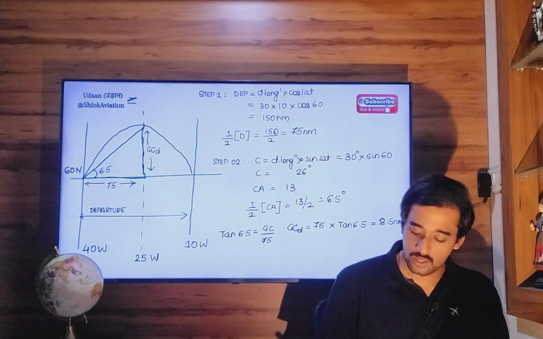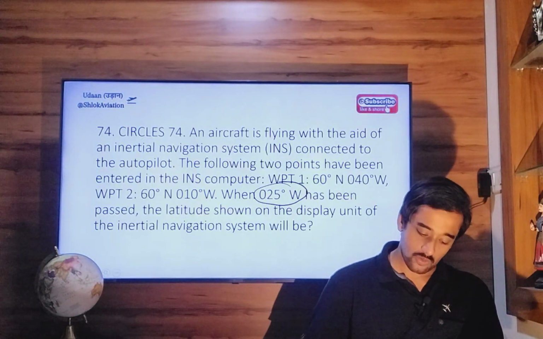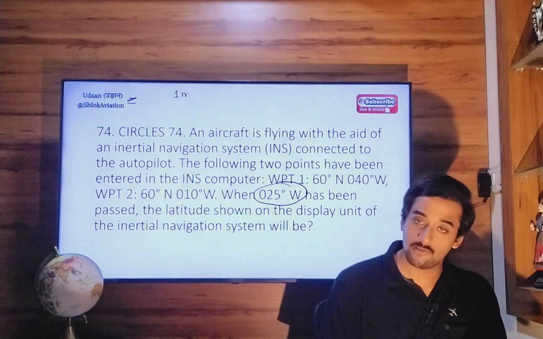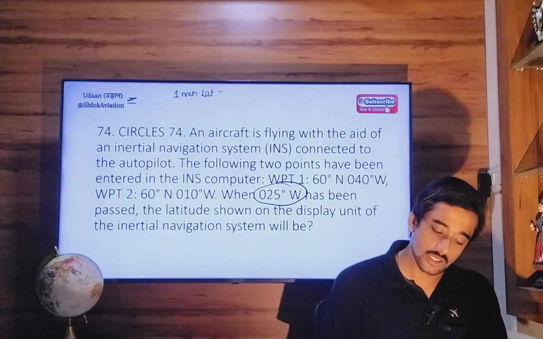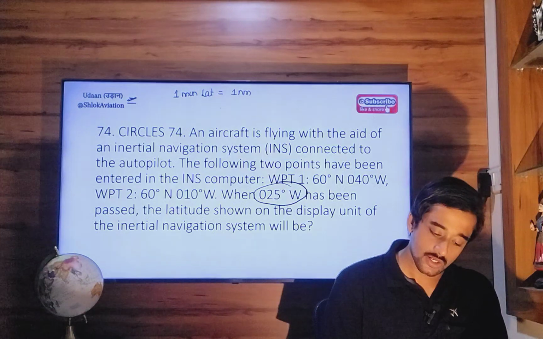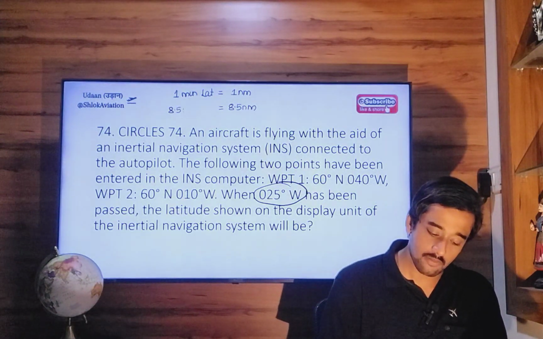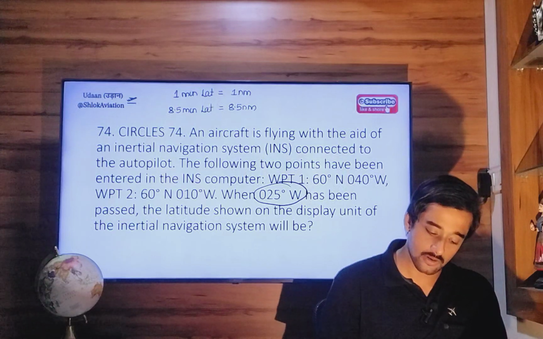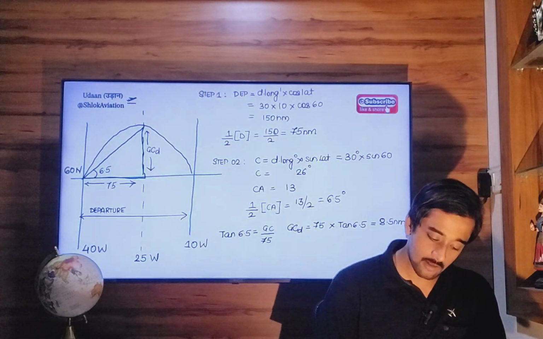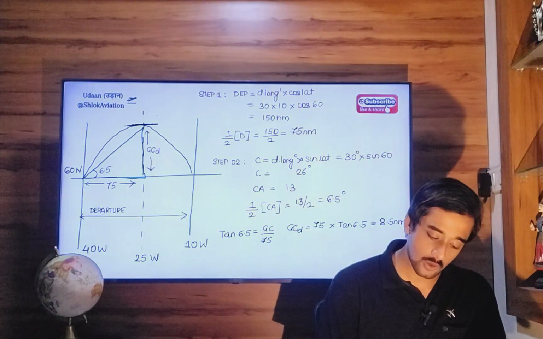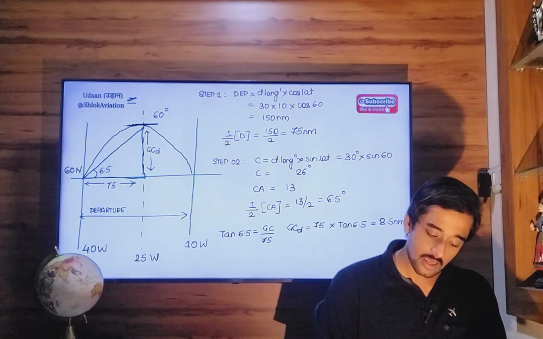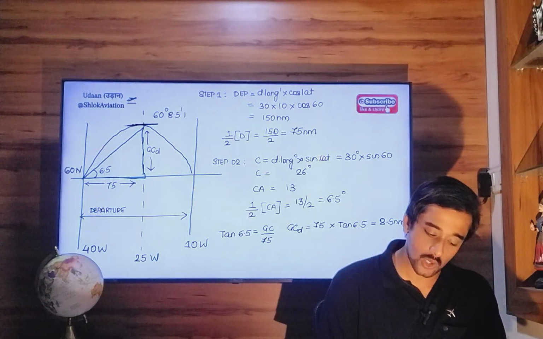Now we all know that 1 minute of latitude equals 1 nautical mile. So 8.5 nautical miles will be equal to 8.5 minutes of latitude. So our final position here, the latitude will be equal to 60 degrees 8.5 minutes north.